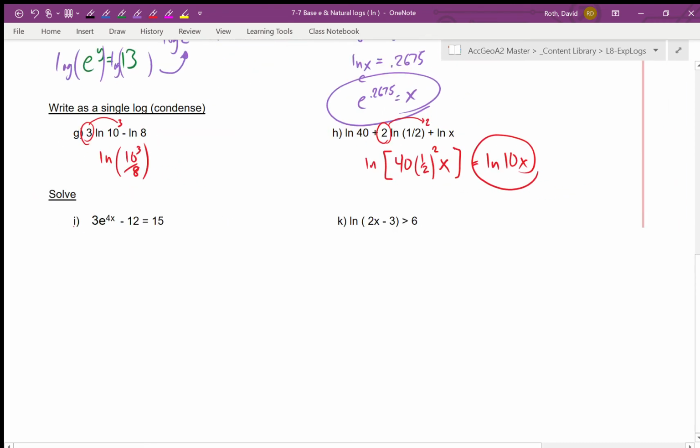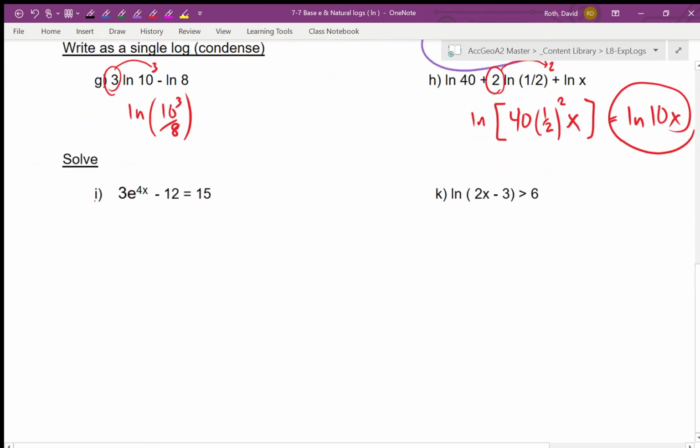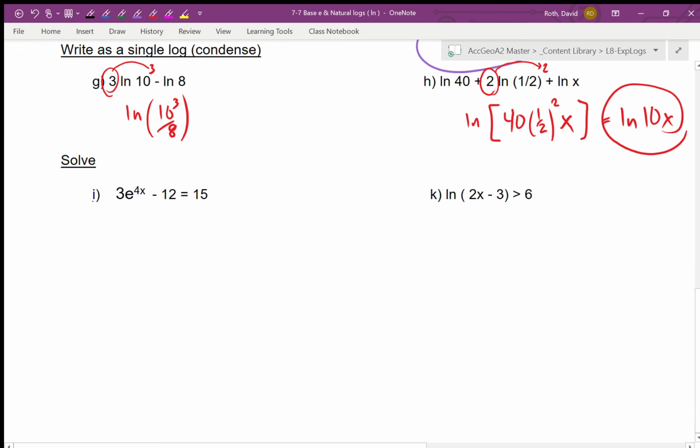Okay, this would be a nice quick lesson, actually. I didn't realize how quick this would be. All right, so let's go through the solving process. I don't know if I'll do k. It's just like a review of all the solving processes. First, let's get e to the 4x all by itself. And let's see, 15 plus 12, that's 27 divided by 3. So that'd be 9.